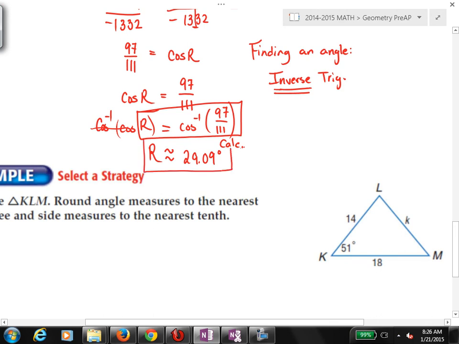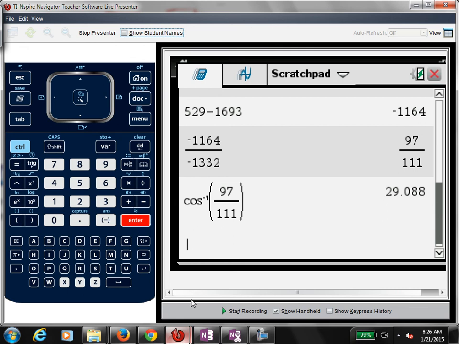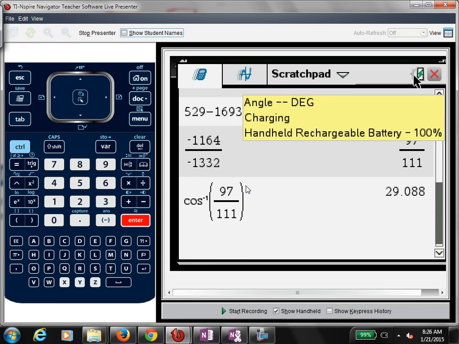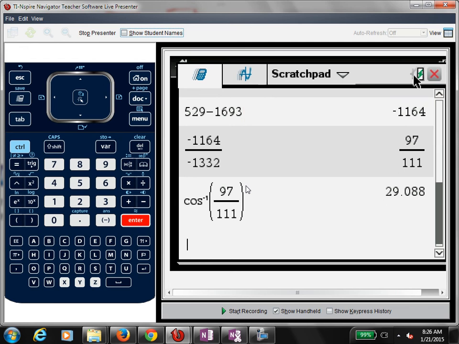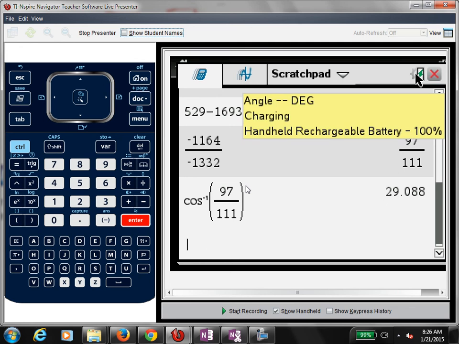So once again, note the difference. One is the exact answer, one is an approximation. And again, you want to make sure that you're in degree mode. So make sure that on your calculator, if you didn't get that 29.09, just make sure that it does say degree on your calculator.